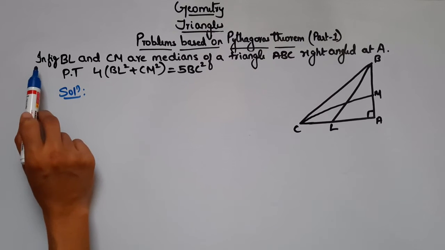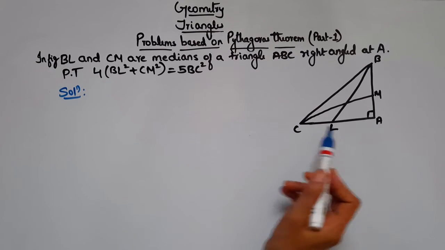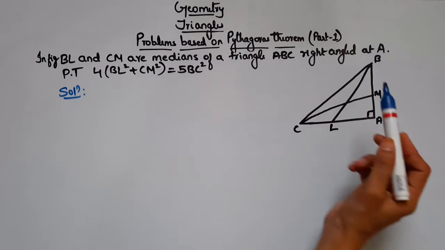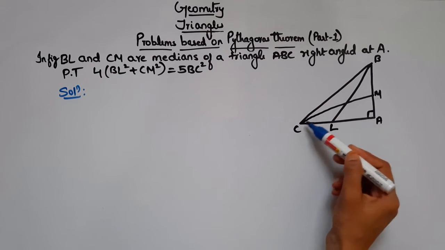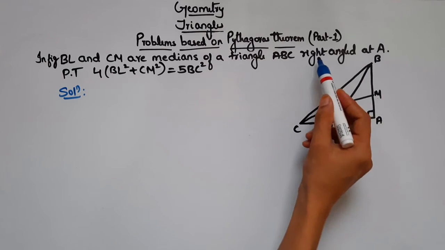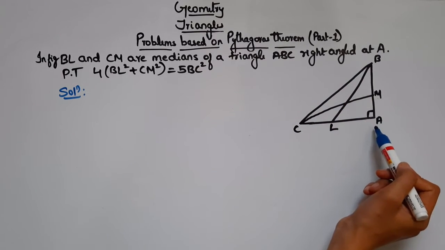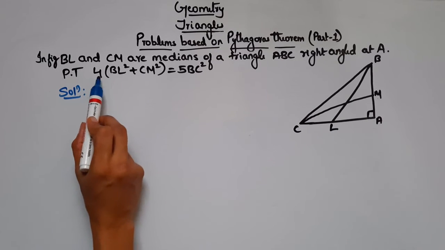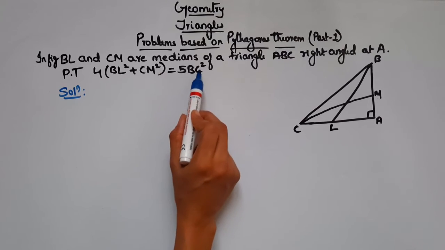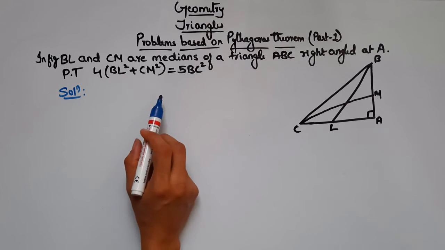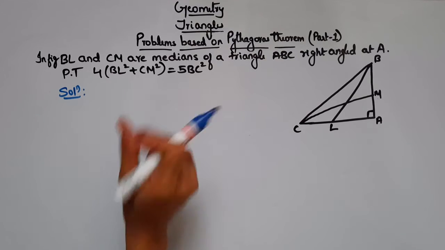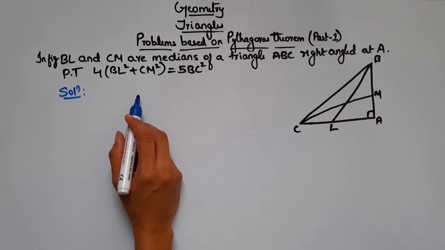Now let's see this. In the figure, BL and CM are medians of triangle ABC, right angled at A. Prove that 4 into BL square plus CM square is equal to 5 BC square. So this problem is similar to the previous one, but here we have to prove this, right? So let's see how to do this.